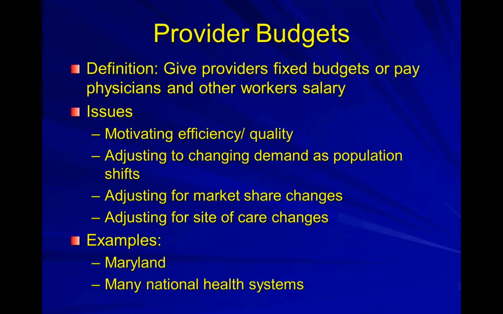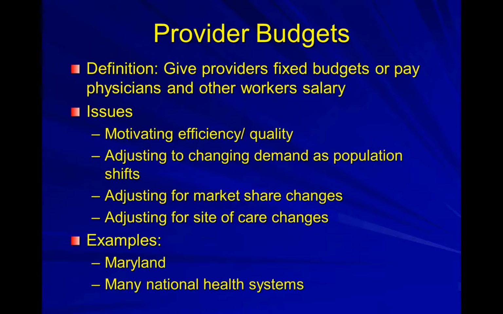provider budgets. So an example would be to give hospitals a fixed budget and maybe pay workers a salary. There's several issues with this type of approach. One is motivating efficiency and quality. If the providers that took the budget don't do a good job, there's not a lot of incentive for efficiency. There's not a lot of incentive to provide good quality. It's really not a very patient or consumer-centric system.